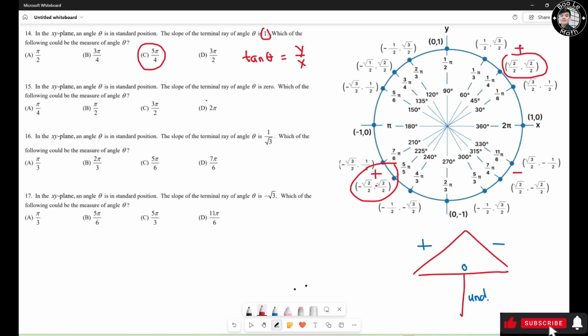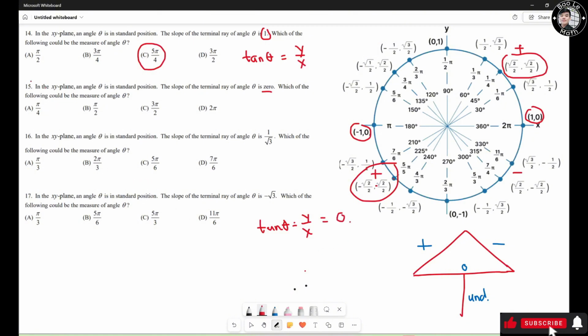Now the next one. The slope of the terminal ray of angle theta is 0, right? So if the slope equals 0, the line should be horizontal, right? So it's either this point or this point, right? Because tangent of theta equals y over x, right? So these 2 points have the same y value, which is 0, and x values that are opposites, right? So they both give the value 0, right?